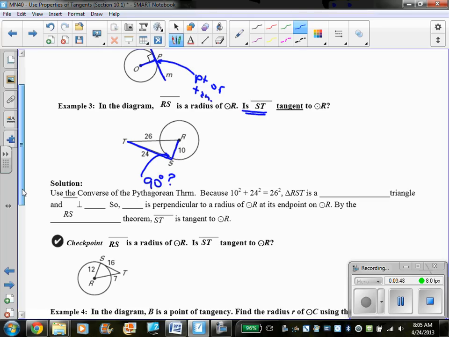And as it says down here in the solution, it uses the converse of the Pythagorean theorem. So of course we're questioning whether it's a right triangle. So we use that converse from chapter 7 that we learned at the beginning of the school year, because 10 squared plus 24 squared. If you look, we have a radius, which is one of the legs, 10 squared. We have another leg here, which is 24 squared. And we want to know if it's equal to 26 squared. And it is. So because it is, we know triangle RST is a right triangle.